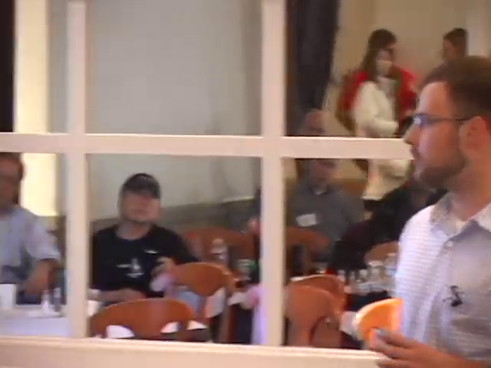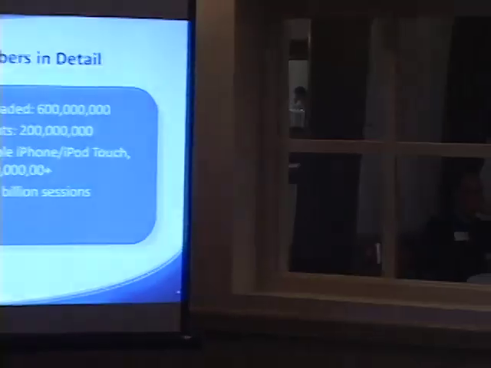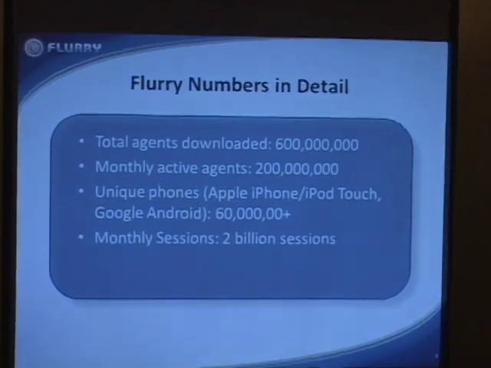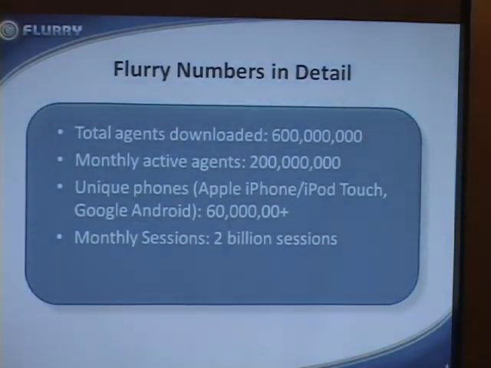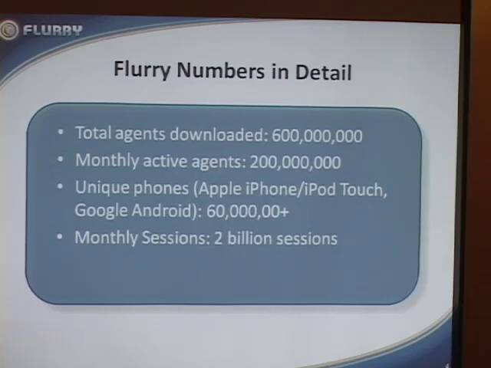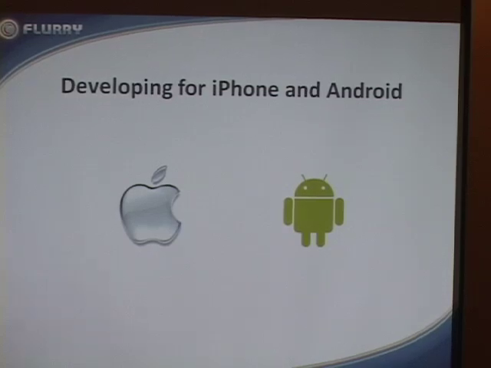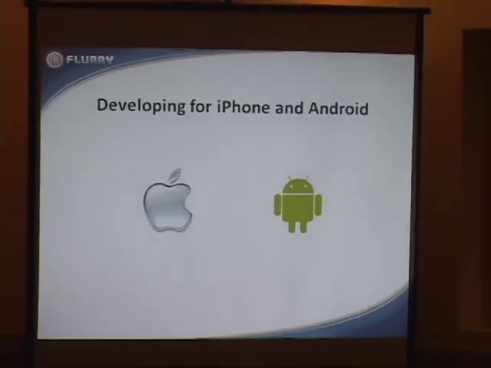Just to give you a sense of our size, we're at about 2 billion sessions a month. We're doubling about every 2 months right now. I think we'll probably be around 4 billion sessions in 2 months. Monthly active agents, obviously 200 million. On unique phones, Apple iPhone, iPod Touch, and Google Android, we're at 60 million plus devices. So that gives us a really nice data set to leverage to provide marketing solutions and general metrics for developers. We were asked here to talk about some of the trends we're seeing between the iPhone and Android and what we're seeing in the Android market.